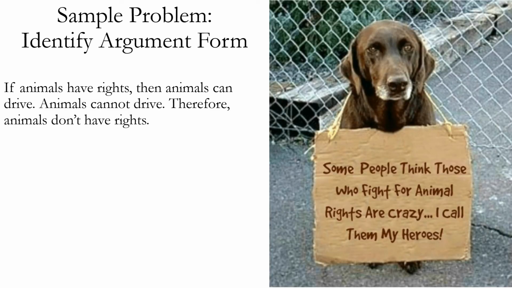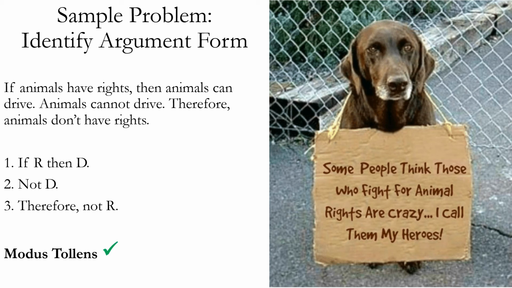Another sample problem. If animals have rights, then animals can drive. Animals cannot drive, therefore animals don't have rights. The general form of this argument is if R, then D, not D, therefore not R. So what is the argument form? This is modus tollens. It is a valid argument form. Once again, remember that a valid argument can still have a false conclusion, but the only way that's possible is if at least one of its premises are false.